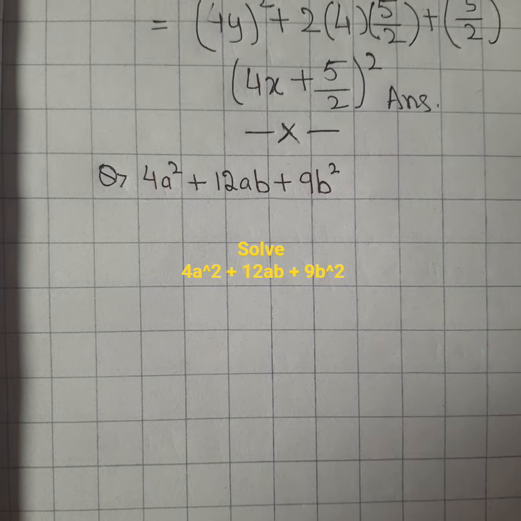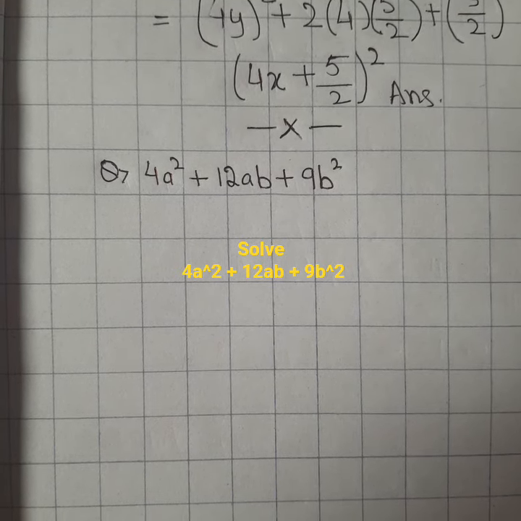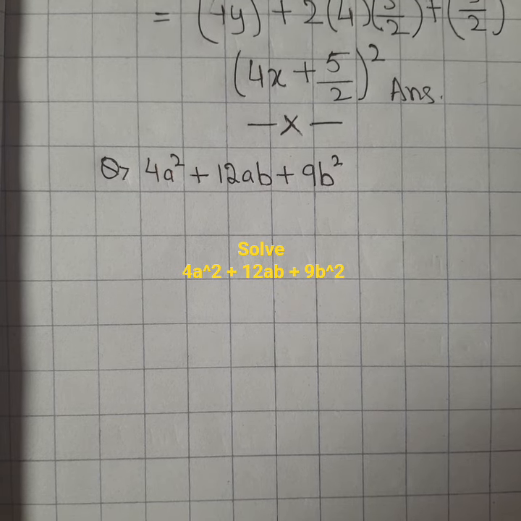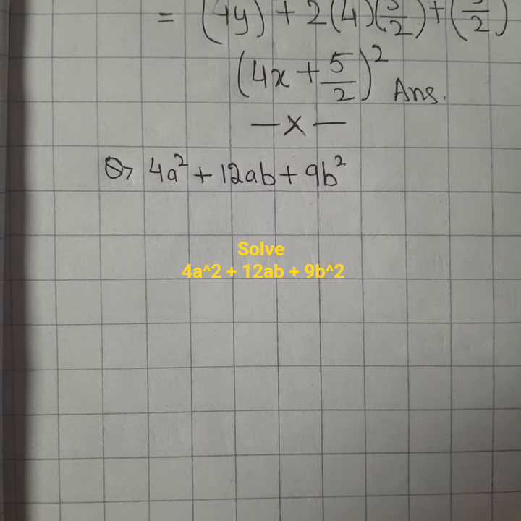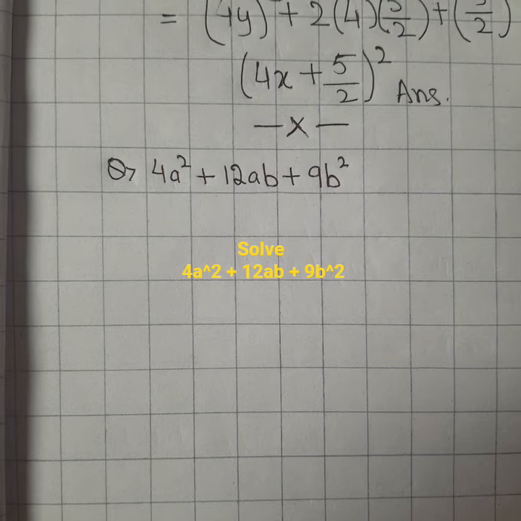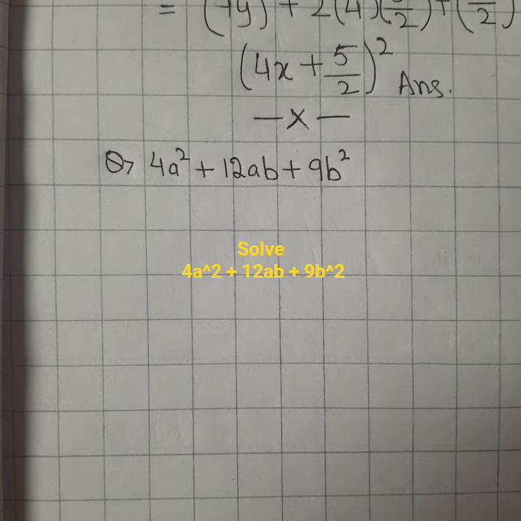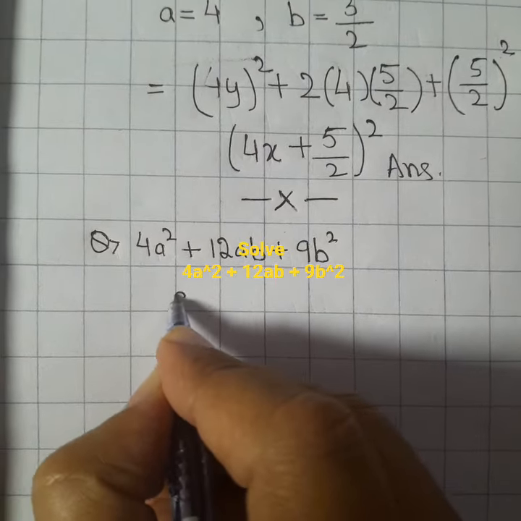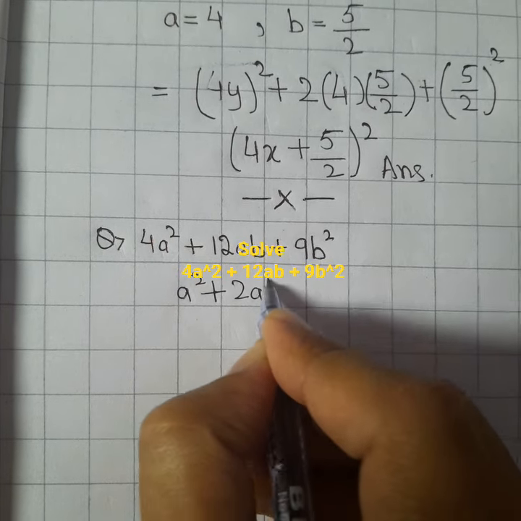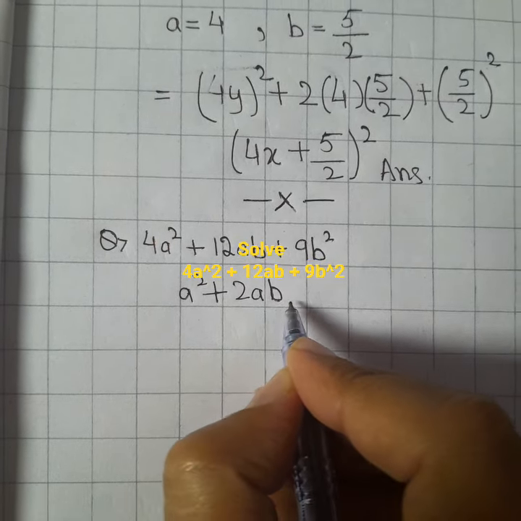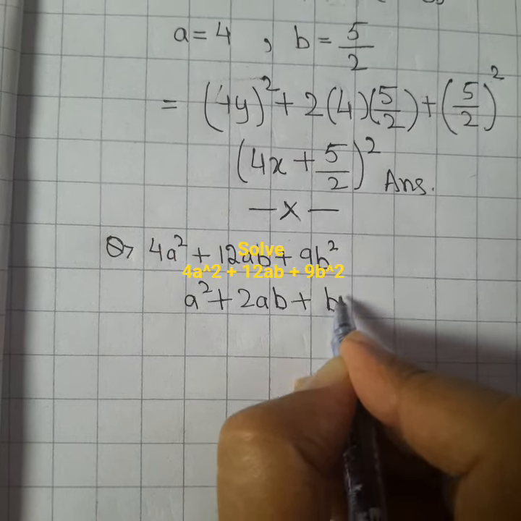Let's solve another factorization question, that is 4a square plus 2ab plus 9b square. We will use the factorization formula, that is a square plus 2ab plus b square, to solve this question. So we will use a square plus 2ab, 2 multiplied by a multiplied by b, plus b square.